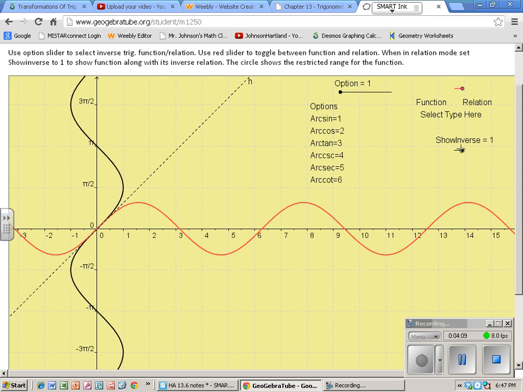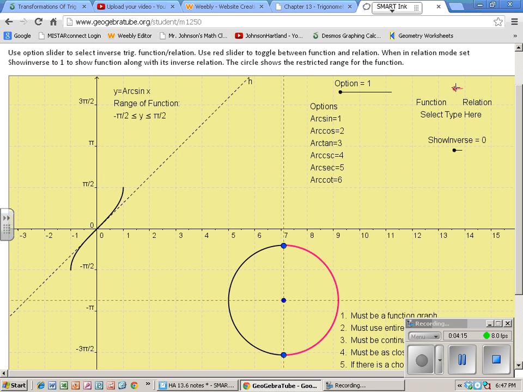And drop the eraser. Here we go. All right, so let me get rid of the original function. And now what we're going to have is this graph that you see here, this tiny little curve. That's our inverse sine function, okay? It's a function. It passes the vertical line test.